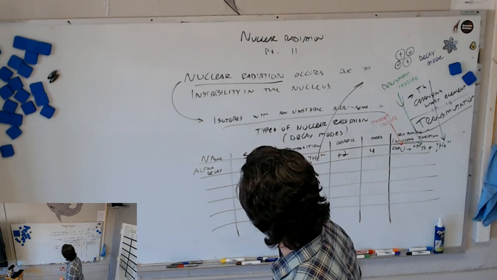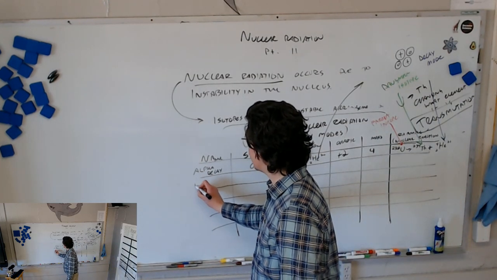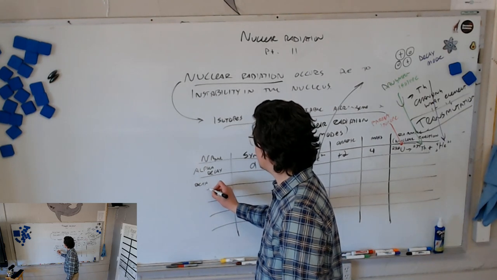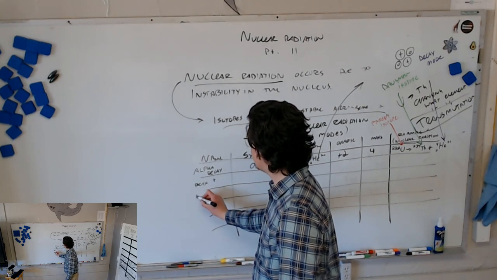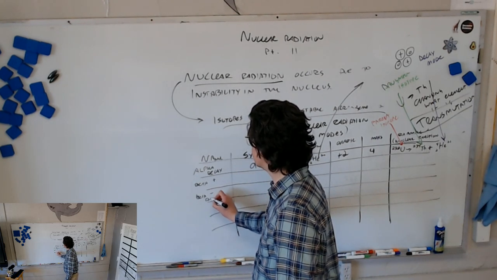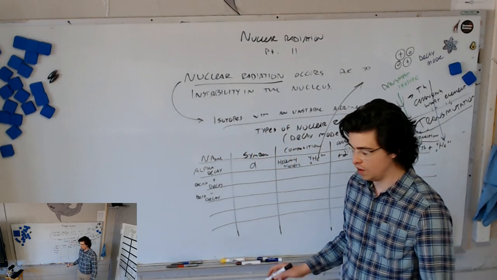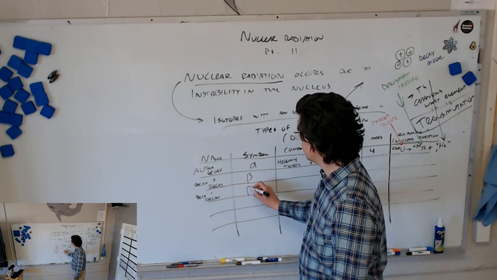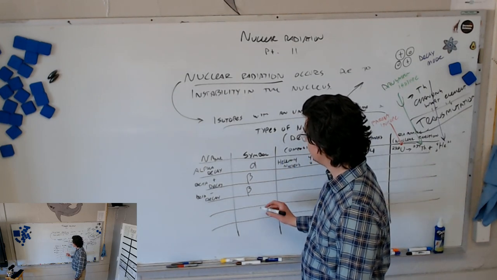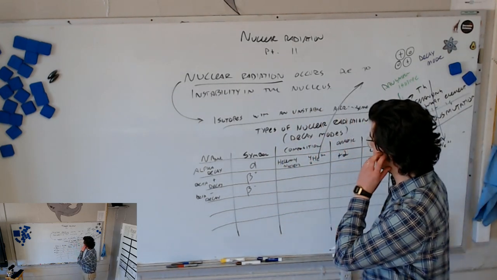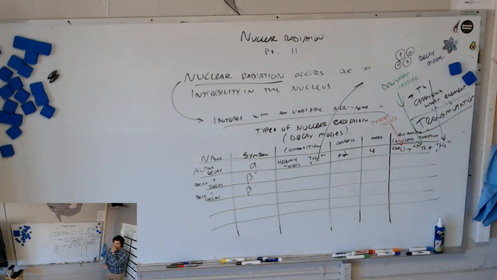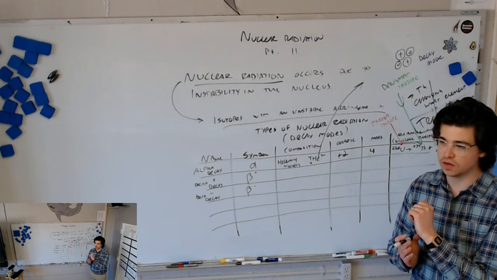Okay, the next one, we've got beta decay. We've got two kinds of beta decay: beta plus and beta minus decay. Symbols, well, it's the Greek letter beta, which is like a B with a tail, and then we put a little plus sign or a minus sign next to it. So far, so good, right?